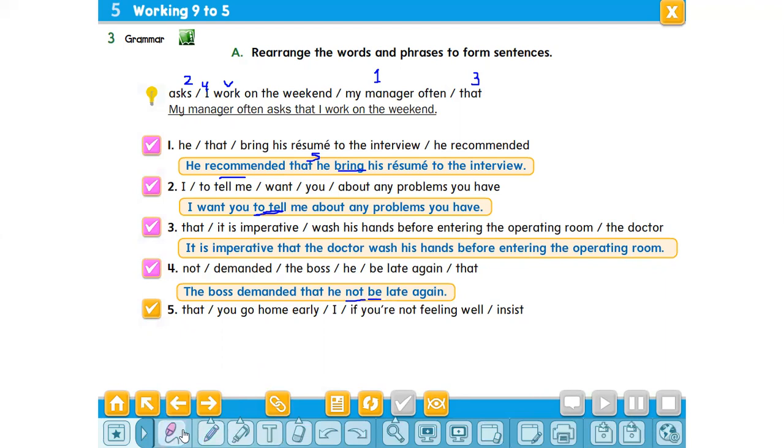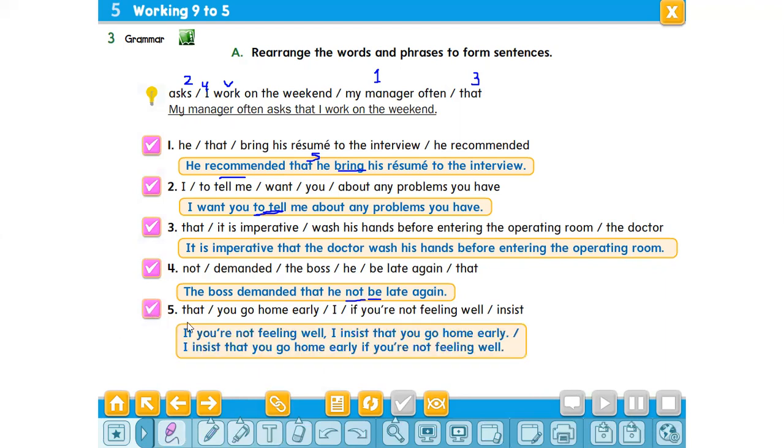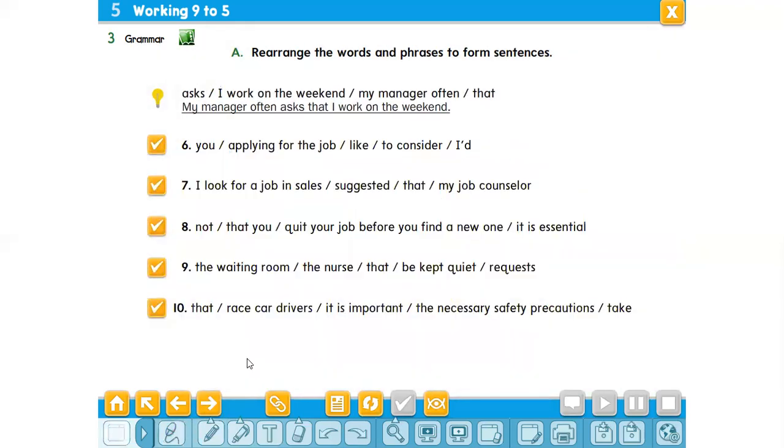Number 5, that you go home early. I, if you are not feeling well, insist. Very good. If you are not feeling well, I insist that you go home early. Or I can say, I insisted that you go home early if you are not feeling well. Did you write the answer? Okay. Let's start the next exercise.